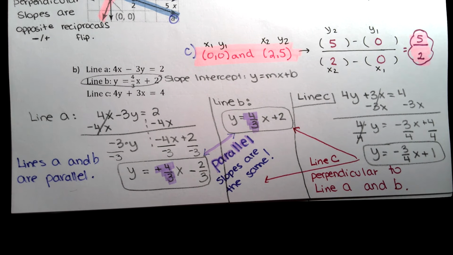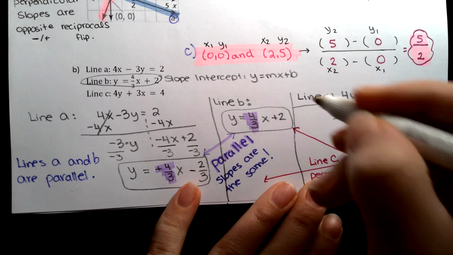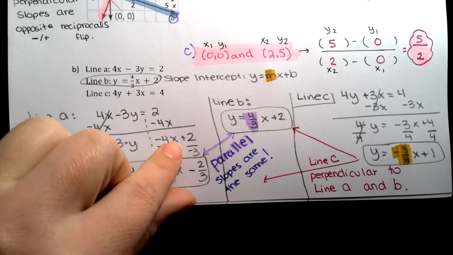Again, how did we do this? We wrote each one in slope-intercept form, y equals mx plus b. Then we took a look at our slopes, which are your m values here, and we compared: are they identical, are they parallel, or are they opposite reciprocals, which makes them perpendicular. Moving on.